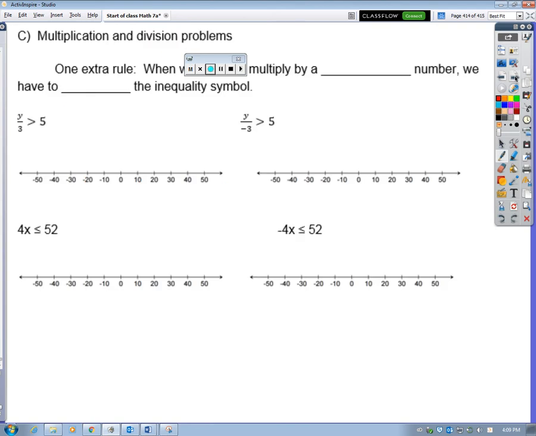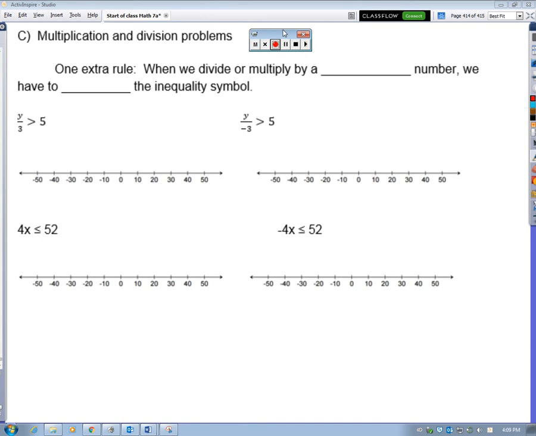Let's take a look at multiplying and dividing inequalities, because we have one little step to add into it. One little extra rule with multiplying and dividing inequalities has to do with negative numbers. When we divide or multiply by a negative number, we are going to flip the inequality symbol. So we're going to do a little flipperoo when we have a negative number, okay? Flipperoo. Do you guys like that word? Because that's what we're going to do. Alright? So let me show you how this would work out.